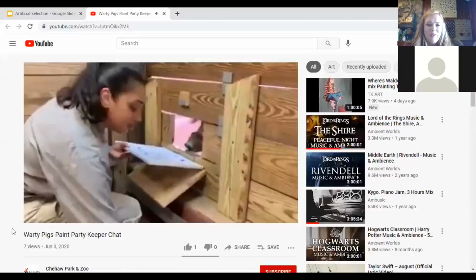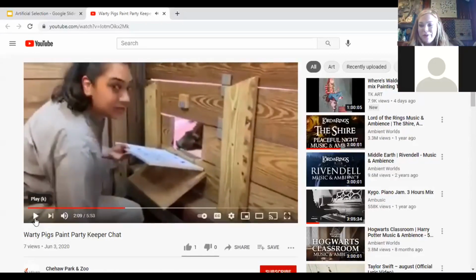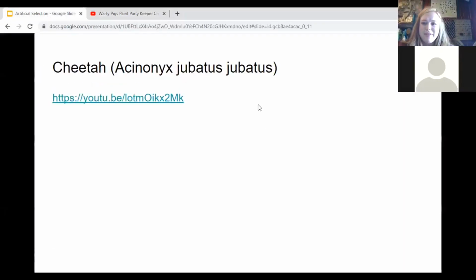All right, so that was not the video that I meant to show you, so I apologize for that. However, you did get to see one of our Visayan warty pigs safely paint with our keeper, Shireen. So that was still a treat either way.